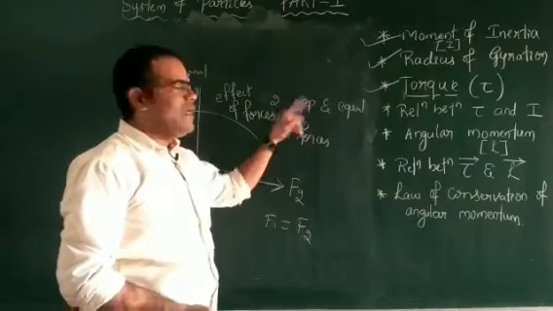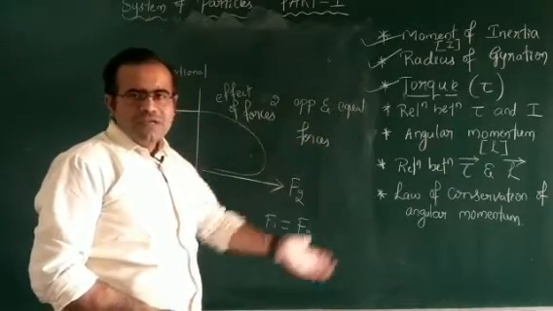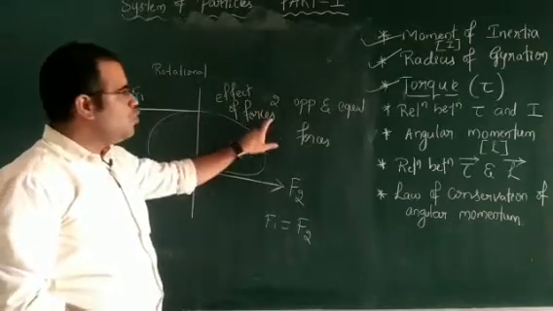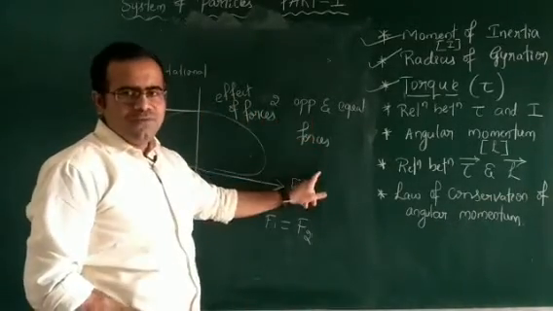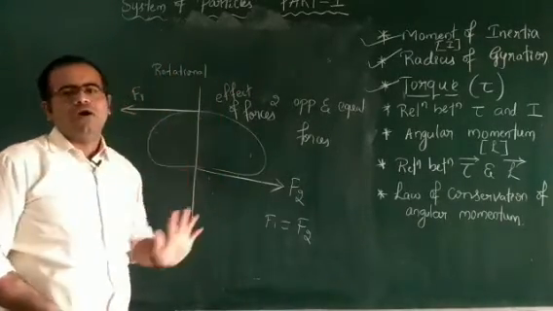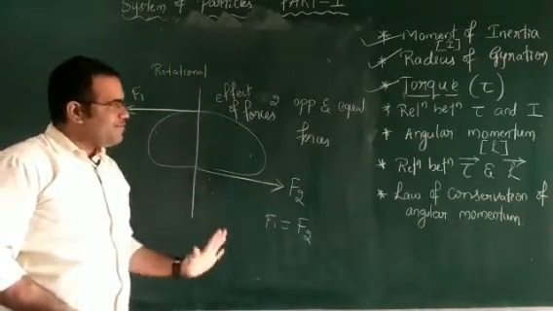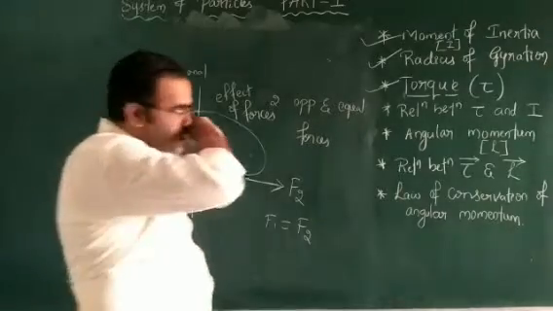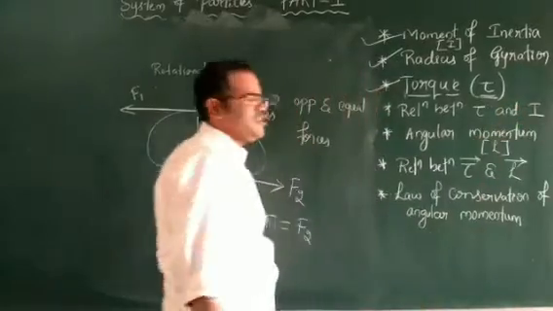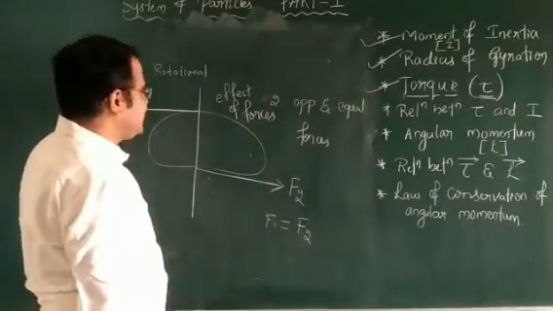When two equal and opposite forces are acting on a rigid body, what effects are you going to observe here? That effect we consider is given by a torque, which is denoted by the tau value.